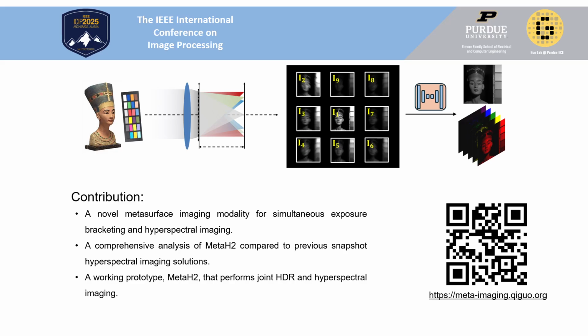In summary, we present a novel metasurface imaging modality that combines a deflective metasurface with refractive focusing to simultaneously encode both brightness and spectral information in a single shot. We compare the hyperspectral reconstruction accuracy of our method with other snapshot solutions, and show that it achieves higher accuracy at the cost of reduced field of view. Finally, we validate our system through a working prototype capable of joint HDR and hyperspectral imaging in a controlled lab setting.